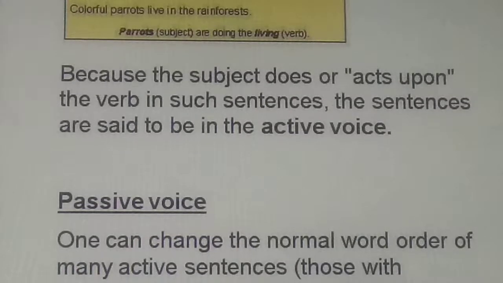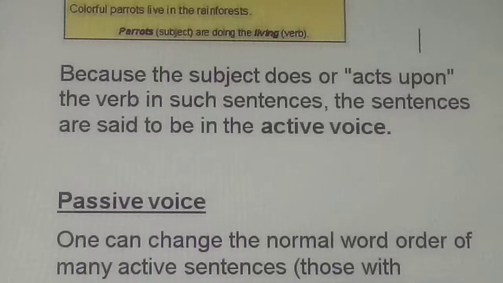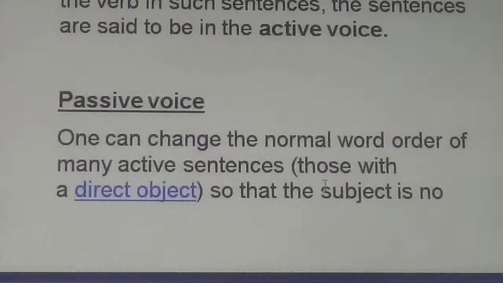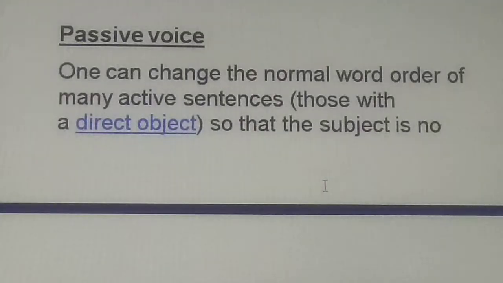Okay, now because the subject does or acts upon the verb in such sentences, the sentences are said to be in the active voice. Why? Because the subject is doing the work. The action is done by the subject. So that is why it is active voice. Okay, next one. Passive voice.